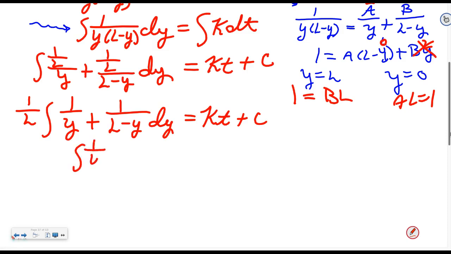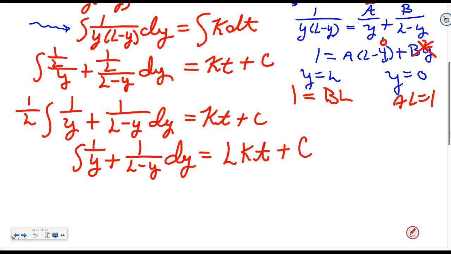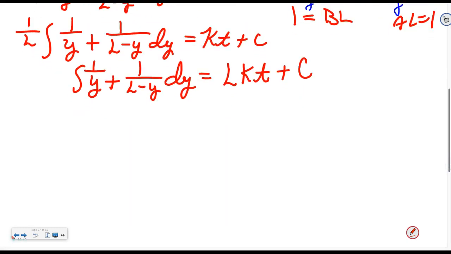I have the integral of 1 over Y plus 1 over L minus Y dy will equal LKT plus C. Why is C still C? Because it's still a constant, so I'm good. All right, well, it's getting there. Now what? Integrate. That's why we decomposed it, so we could get it in a form that we can integrate, right? So what's the antiderivative of 1 over Y? That's a no-brainer, right? What is it?